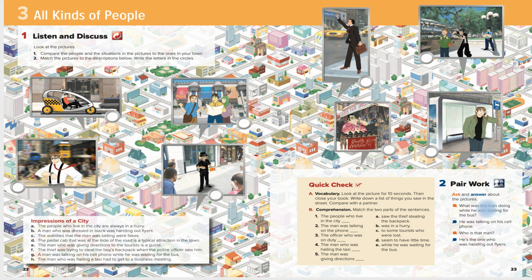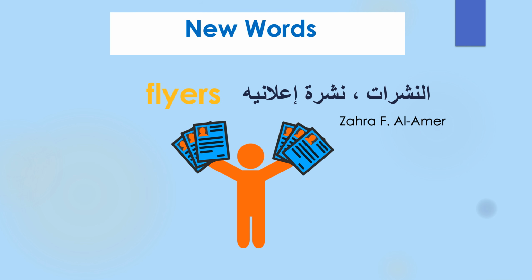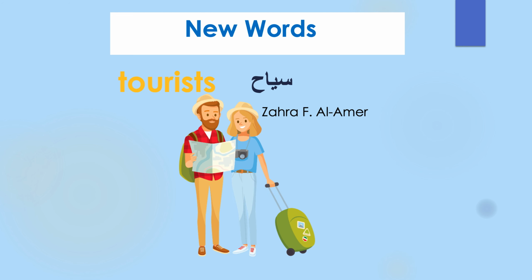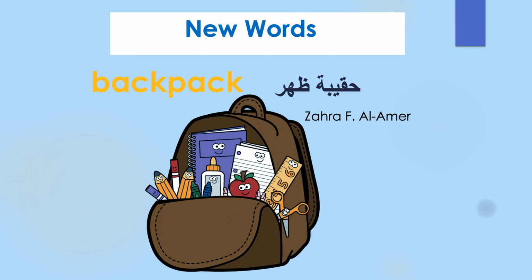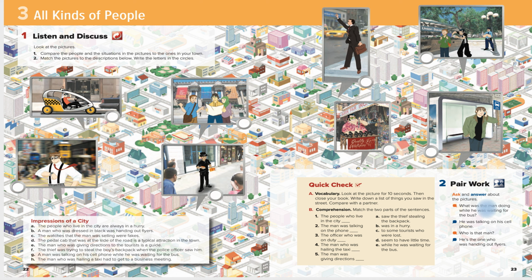1. Listen and discuss. Before we start listening and discussing the given pictures, let's take a look at the vocab very quickly. Now the first one is in a hurry, flyers, fake, pedal cap, tourist, backpack, hailing a taxi.